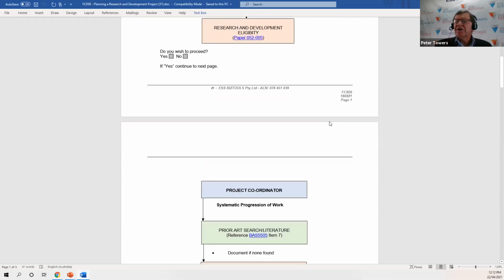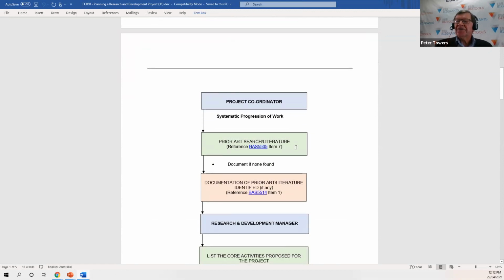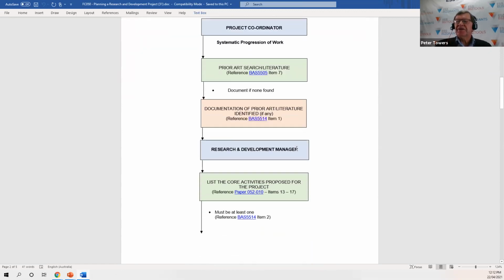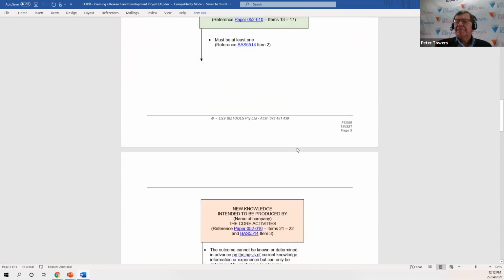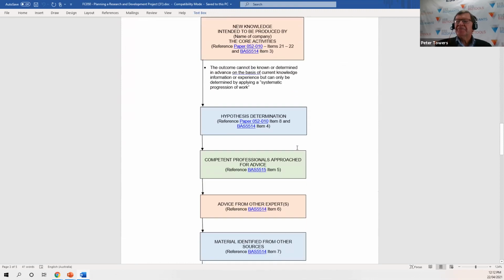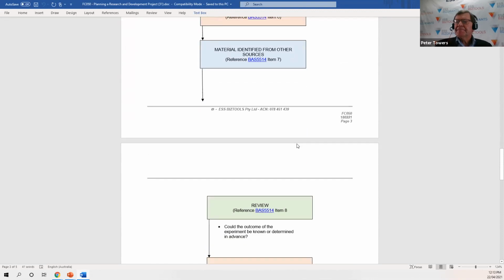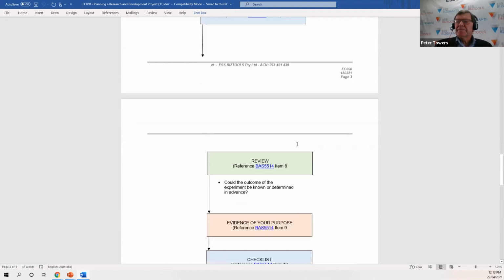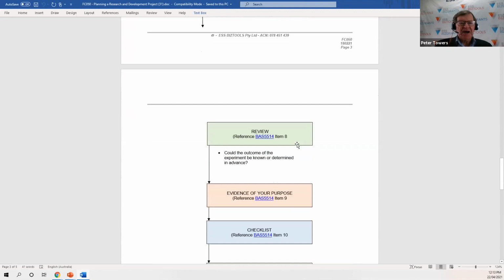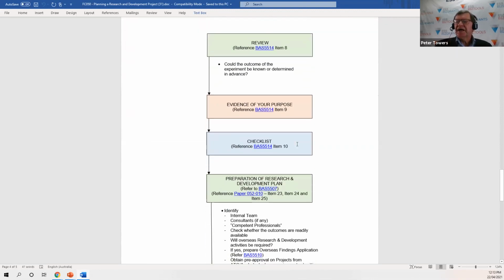We continue with our flow charts. The project coordinator should be identified. The prior art searches, I've talked about the documentation. Identification of the new knowledge, the hypothesis, and which competent professionals have been approached. So this is the collaboration part of it. You see there's other forms that have been mentioned in here to clearly identify what's going to be undertaken.